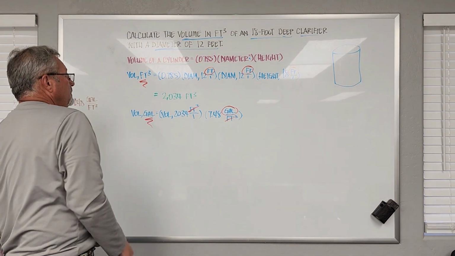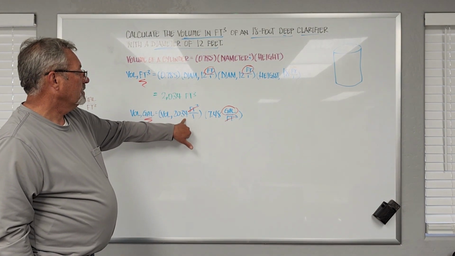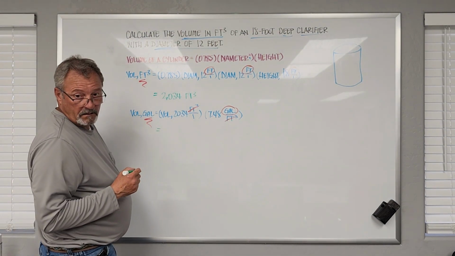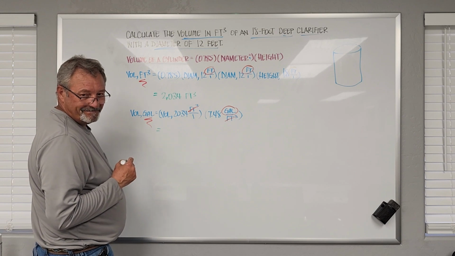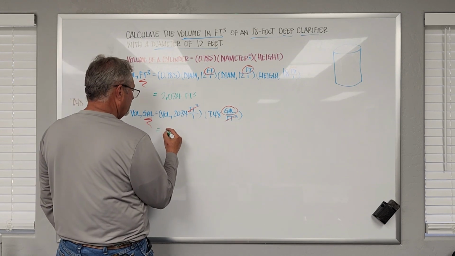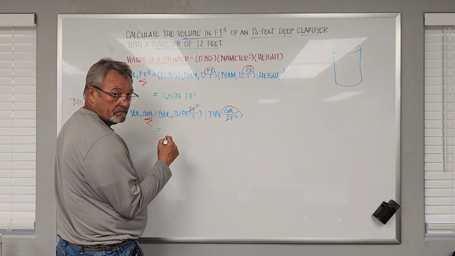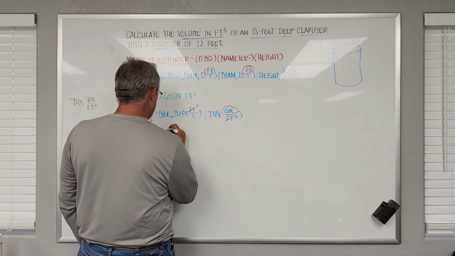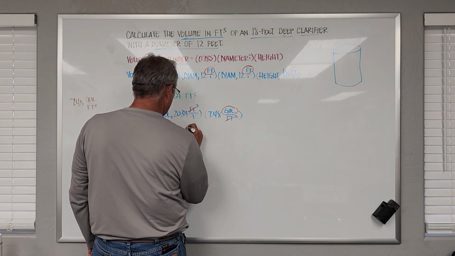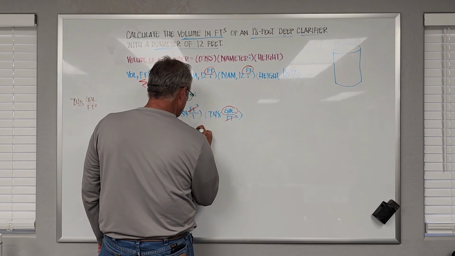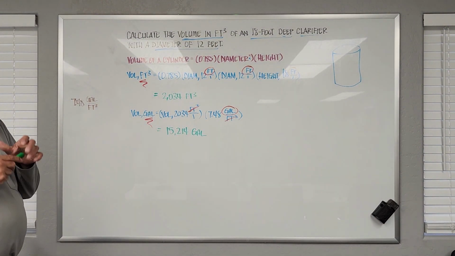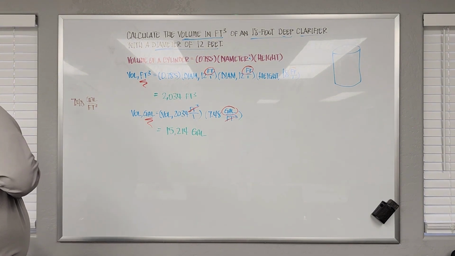So if I take 2,034 and multiply it by 7.48, I get, what'd you get? 15,214.32 gallons. I'll just go ahead and round it. 15,214 gallons. Excellent.